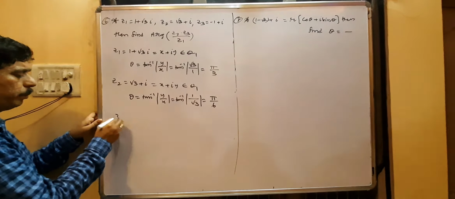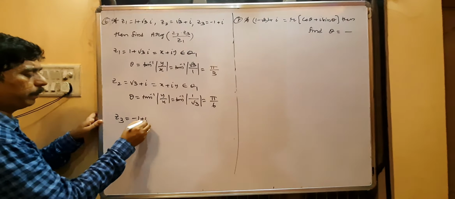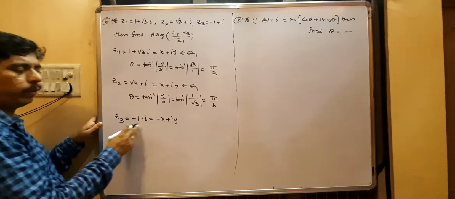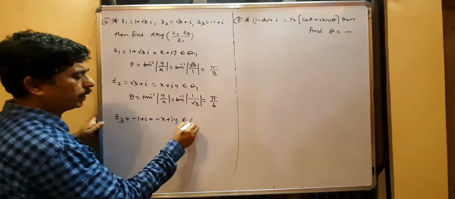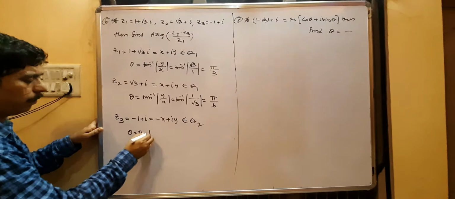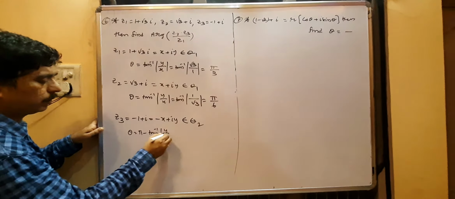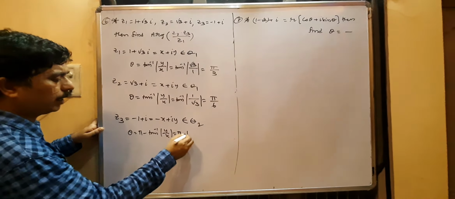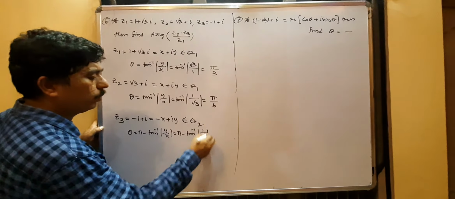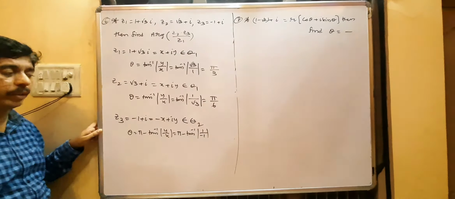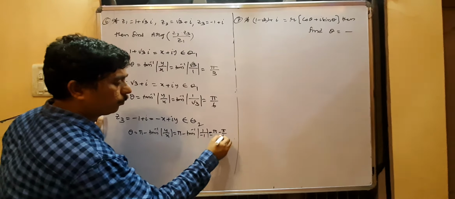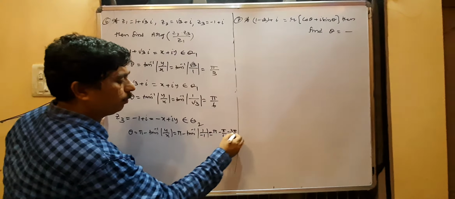Next, z3 is how much is given? Minus 1 plus i, that is a minus x plus iy. Obviously real part negative, imaginary part positive, that means it belongs to the second quadrant. So theta equal to pi minus tan inverse of mod y by x. So pi minus tan inverse of mod of 1 by minus 1. 1 by minus 1 is minus 1, modulus of minus 1 is plus 1. So this is pi minus pi by 4. Value is 3 pi by 4.